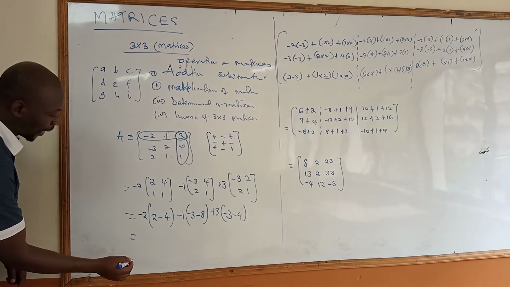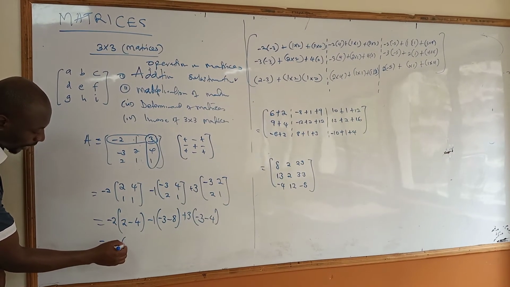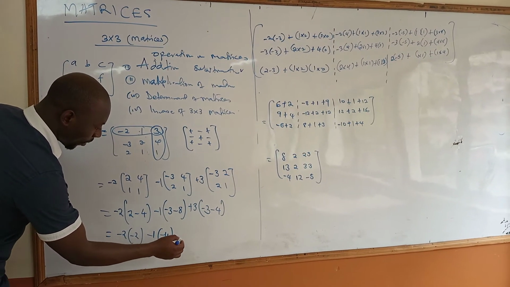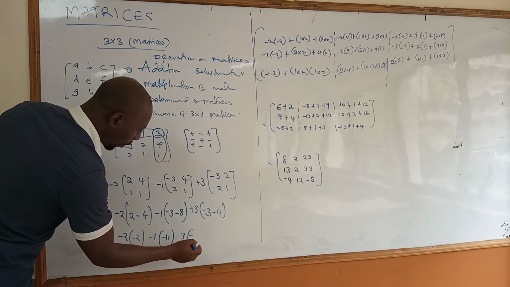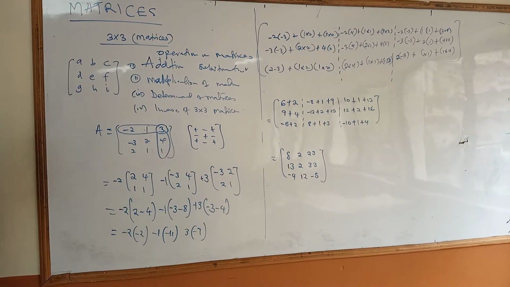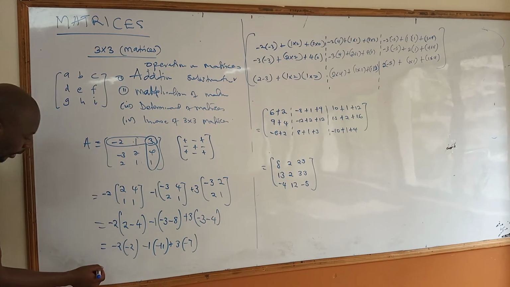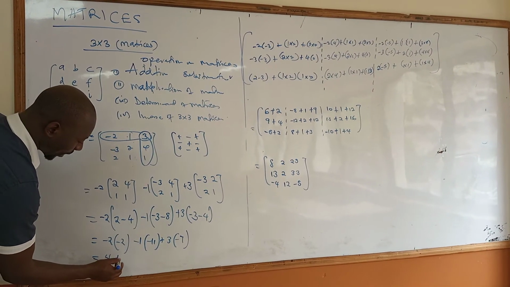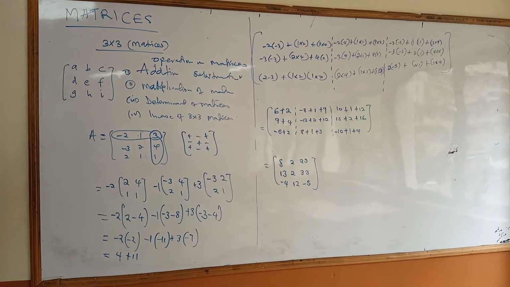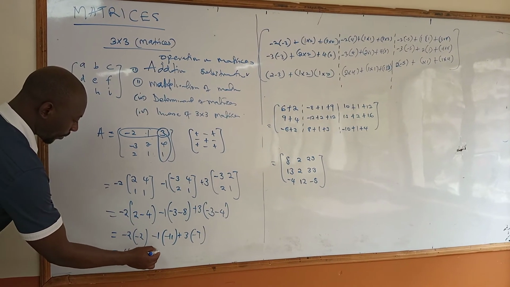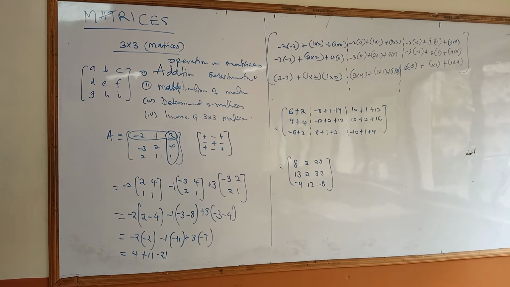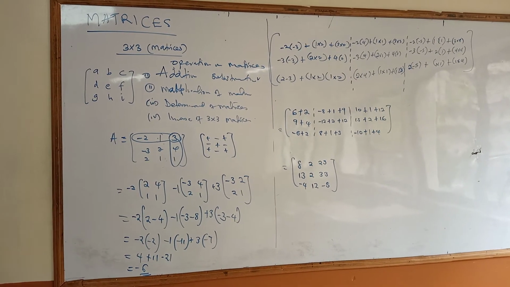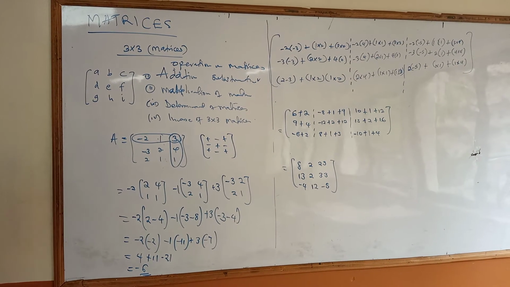So this one gives you -2 into -2 minus 1 into -11 plus 3 into -7. This is a positive sign, this is equal to +4, this is plus 11, and that one is minus 21. So if you sum the two, you'll get -6. You'll get -6 as the determinant of that 3 by 3 matrix.